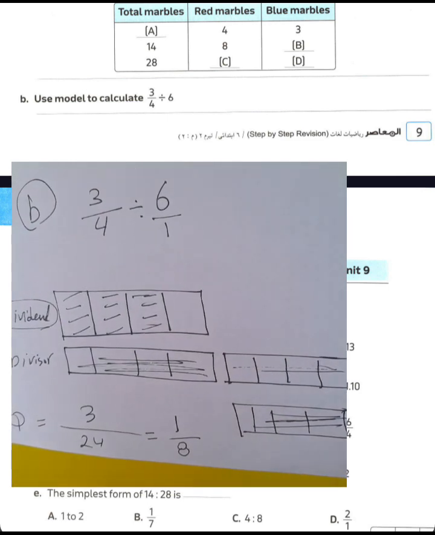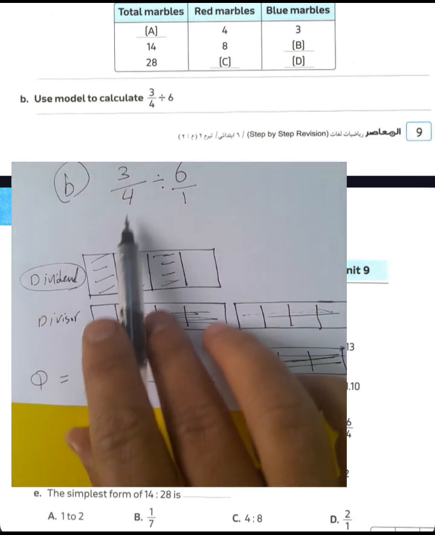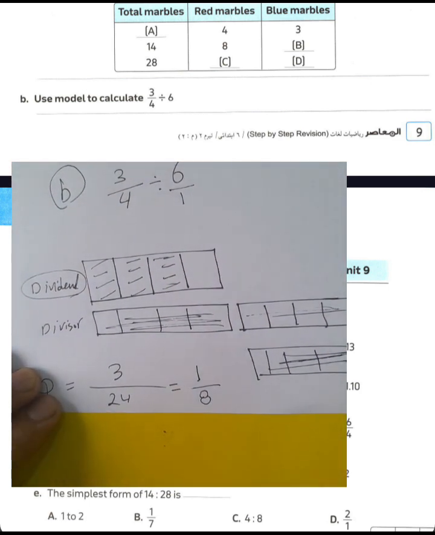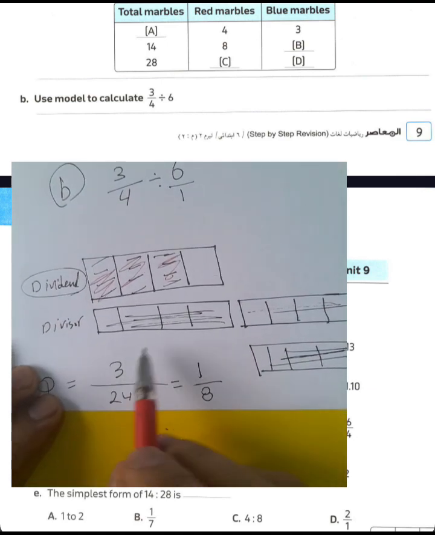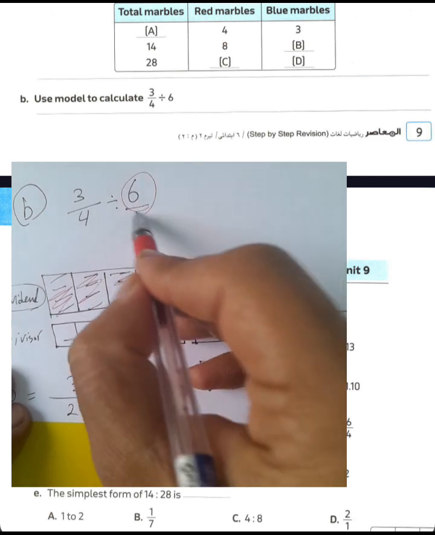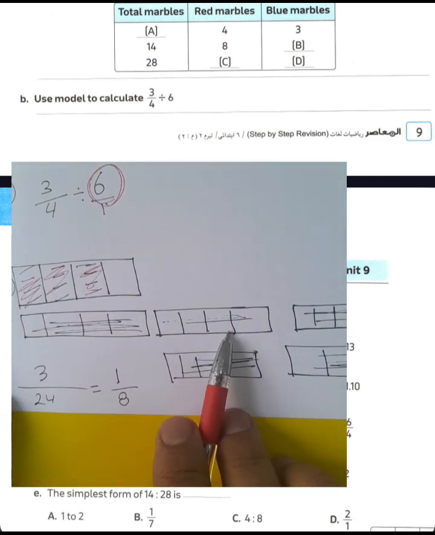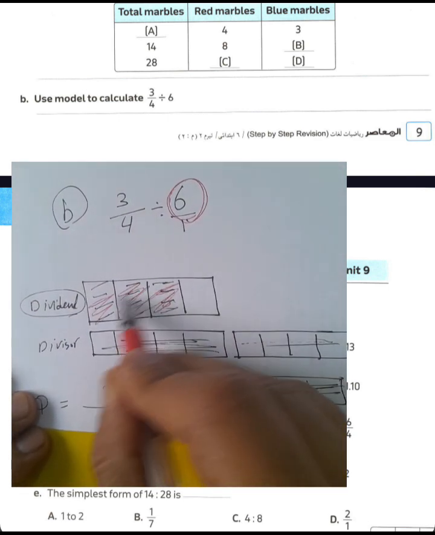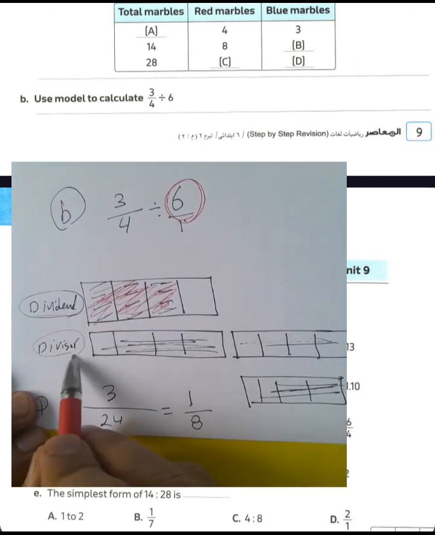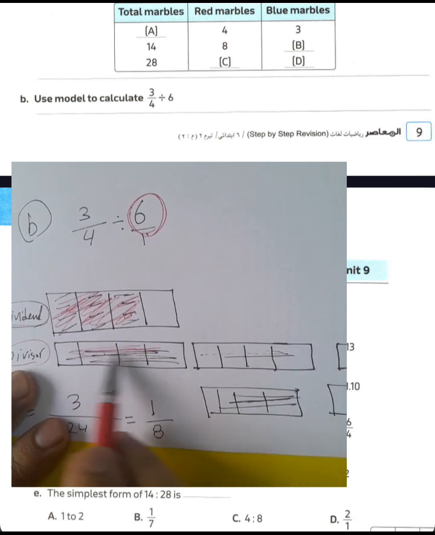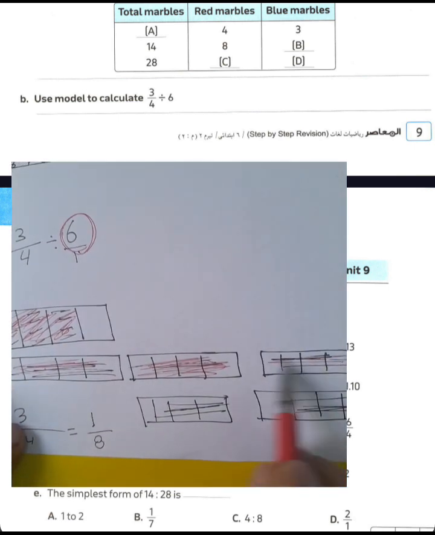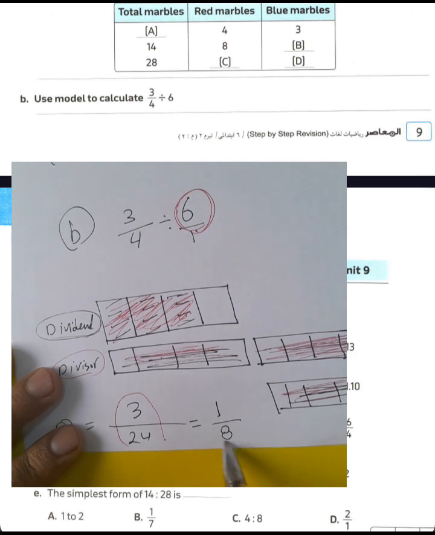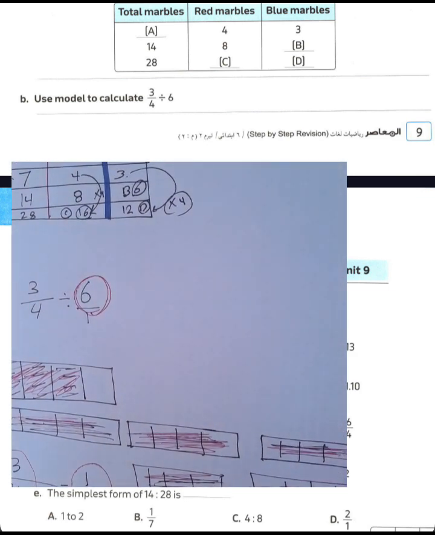Again, first step, we must draw one model, divide it into 4 parts, 1, 2, 3, 4, and color 3 parts from the first model, and this refers to the dividend. And for the divisor, you must draw 6 models, 1, 2, 3, 4, 5, 6 models. To find the quotient, you must count how many parts are colored in the dividend, 3 parts. How many parts in the whole divisor? 4, 8, 12, 16, 20, 24. Then the result will be 3 over 24, 1 over 8. Okay, understood?